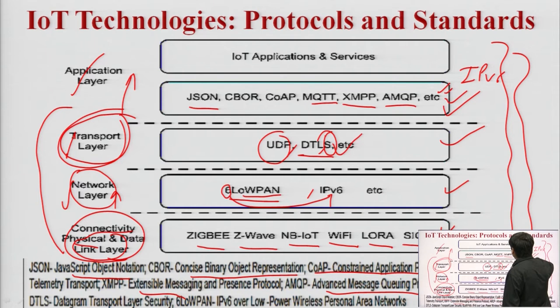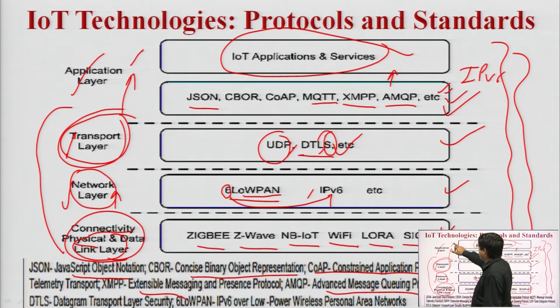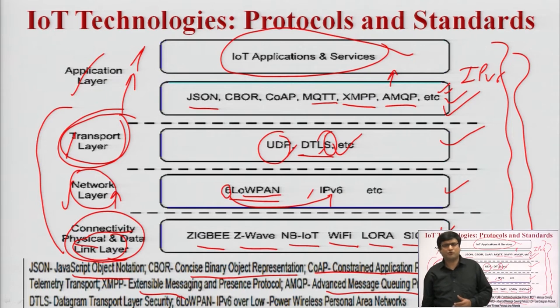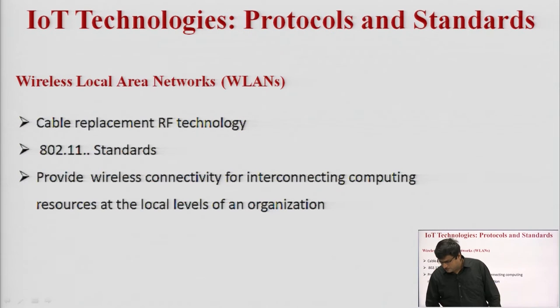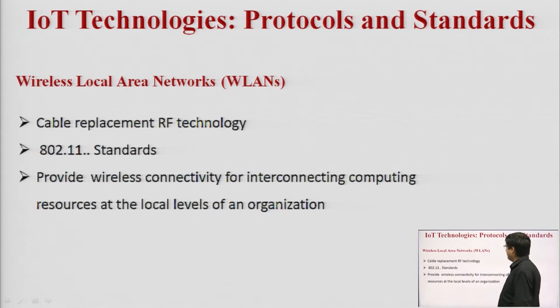After that, through these protocols, finally we go towards the IoT application and service layer. The service layer is also merged in this layer. So you can use a 7-layer, 3-layer, 4-layer or 5-layer protocol stack according to your convenience. Okay. So these are the IoT technology protocols and standards. We will go one by one.